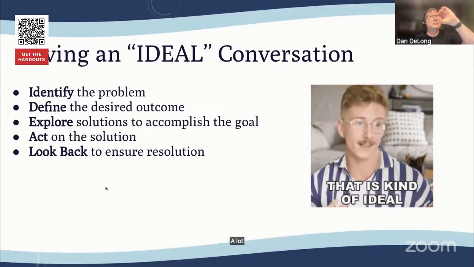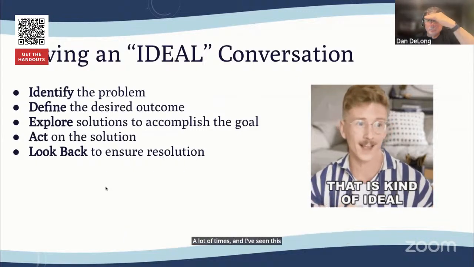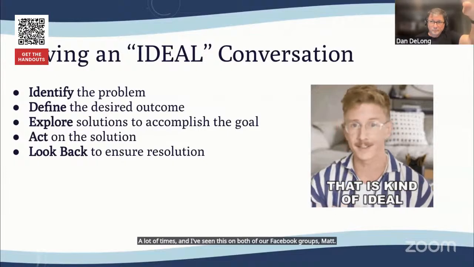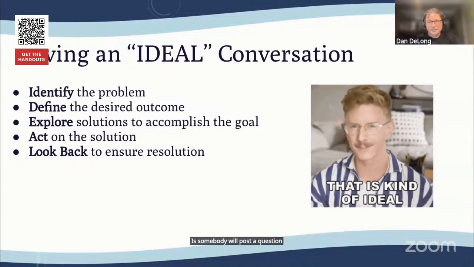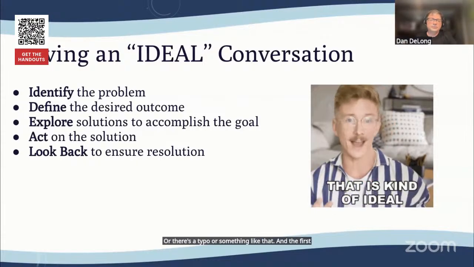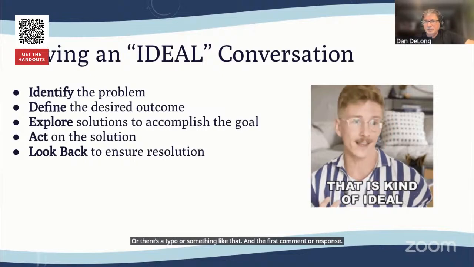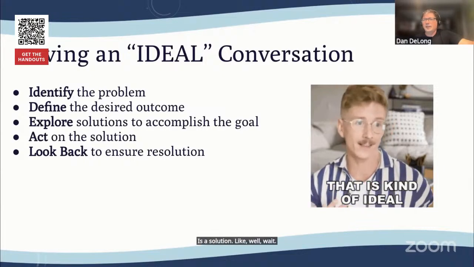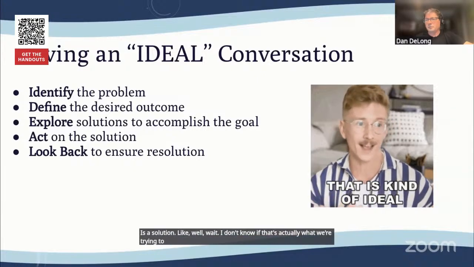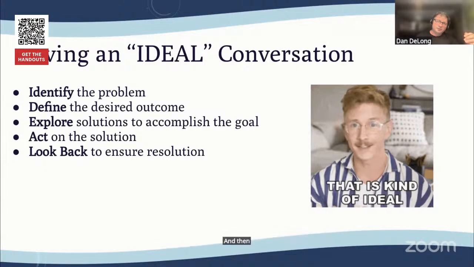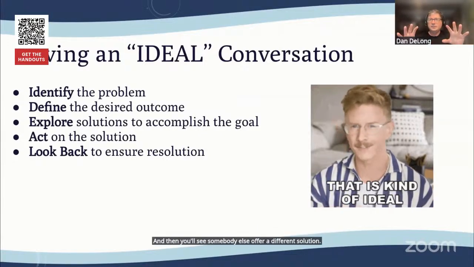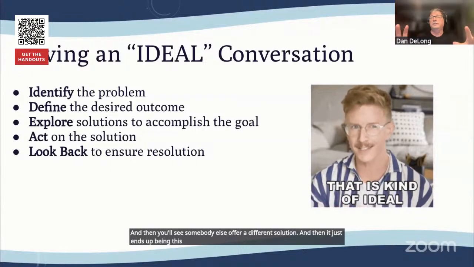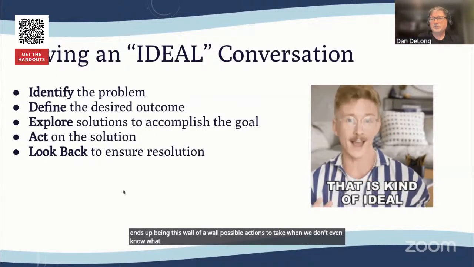A lot of times, and I've seen this on both of our Facebook groups, Matt, somebody will post a question that's pretty vaguely worded, or there's a typo or something like that, and the first comment or response is a solution. Like, well, wait, I don't know if that's actually what we're trying to solve for here. And then you'll see somebody else offer a different solution, and then it just ends up being this wall of possible actions to take when we don't even know what it is that they're trying to do.